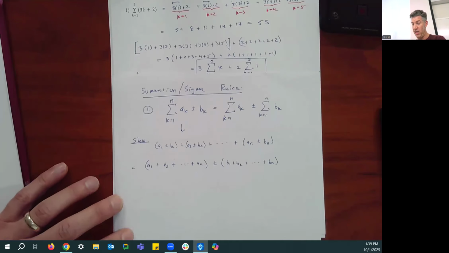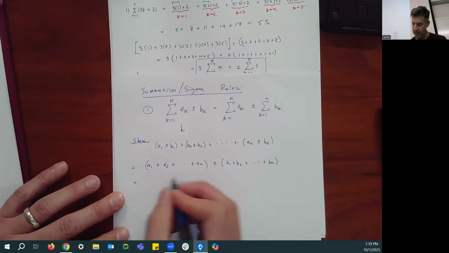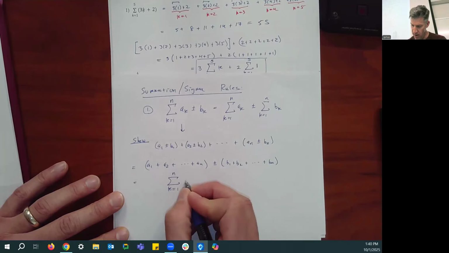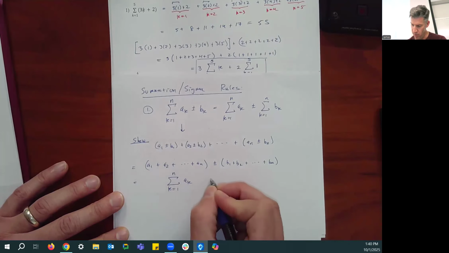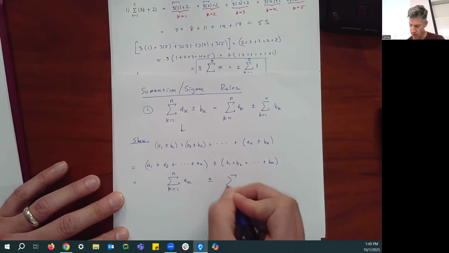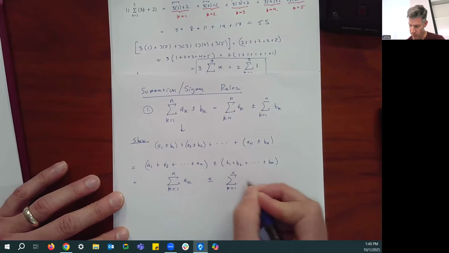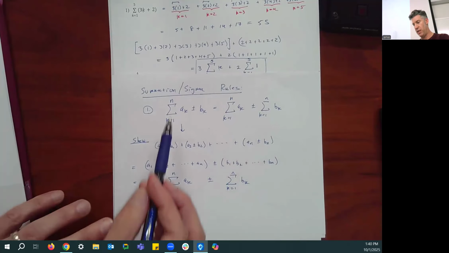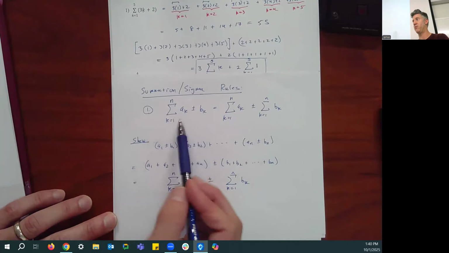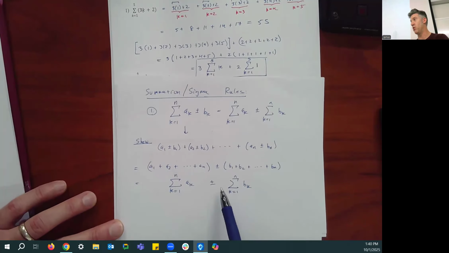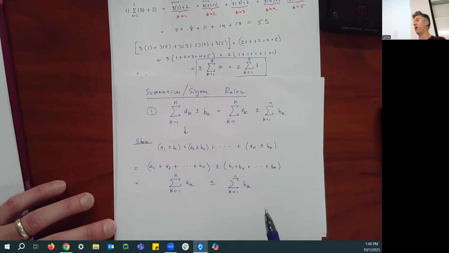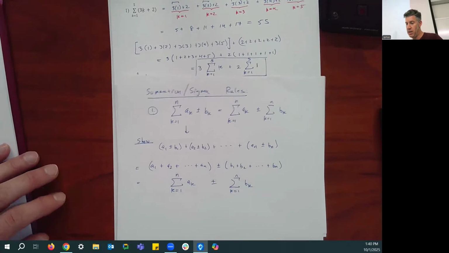But again, we can just rewrite that as the sum from k equals 1 to n of a sub k plus or minus the sum from k equals 1 to n of b sub k. So it really is true when you have the summation of things added or subtracted together, you can break it up into summations added or subtracted together, which is useful when we start trying to do this limit definition stuff.